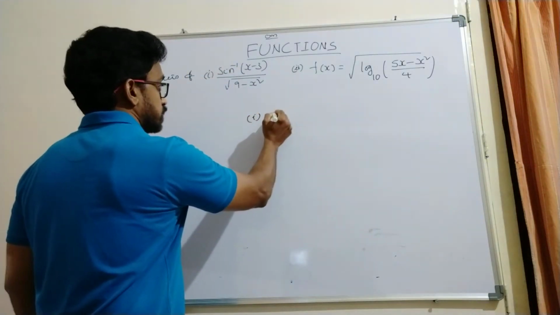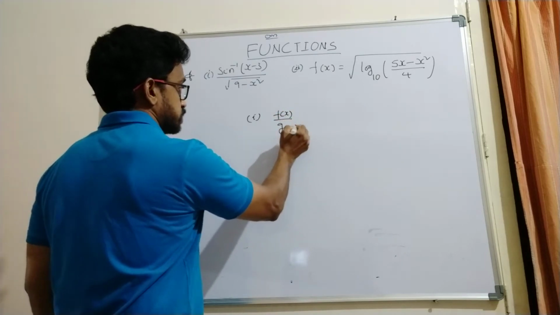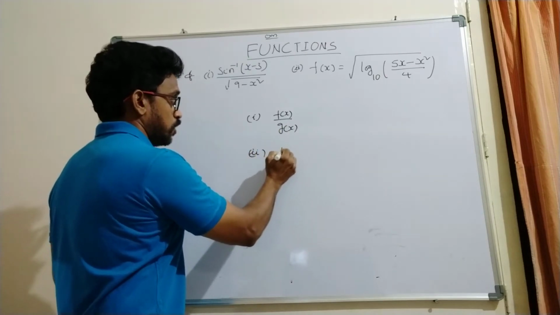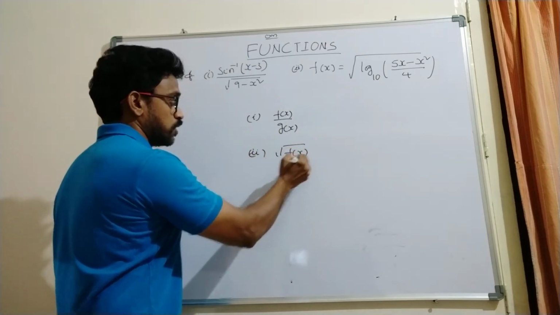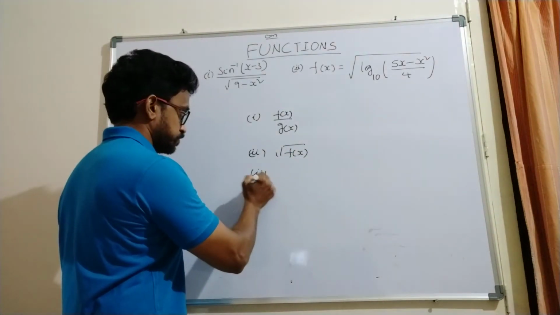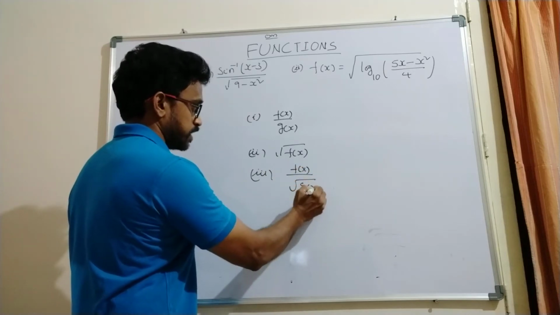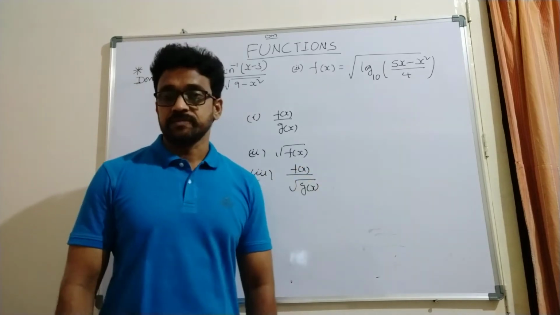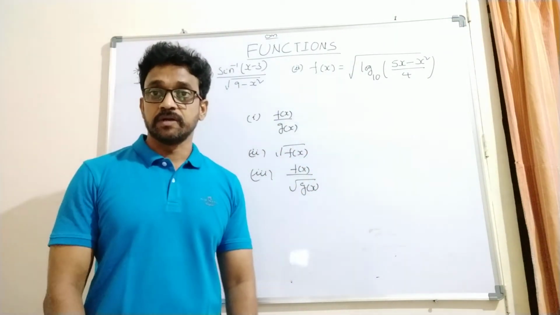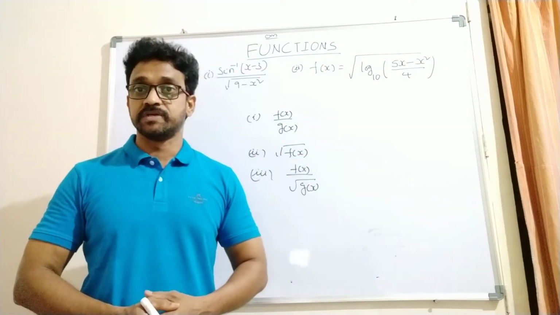First one is f of x by g of x. Second one is root over function, root over f of x. And third one is f of x by root over g of x. Just remember these three formats. Now you should easily analyze and calculate the domain of a function.